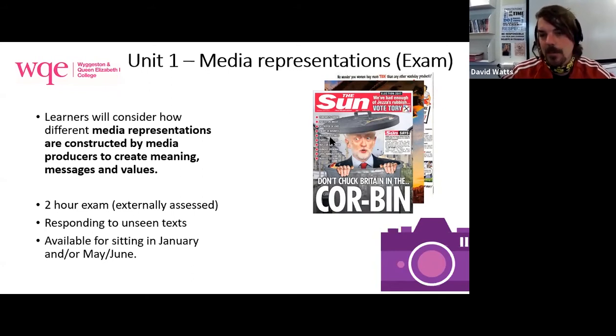And this is a bit of an old example now, considering it's 2017, but it's always a good starting point that I use in lessons to show you how the Sun represented Jeremy Corbyn. And obviously it represented him as literally trash. He's in the bin. They've managed to snap a photo of him mid-speech, so he looks a little bit idiotic. And then when you look at the corner of the newspaper, it says vote Tory. So there's a clear agenda about why they're representing Corbyn in this particular way. There's an agenda at play by the Sun. There's something they want the audience to accept or believe in.